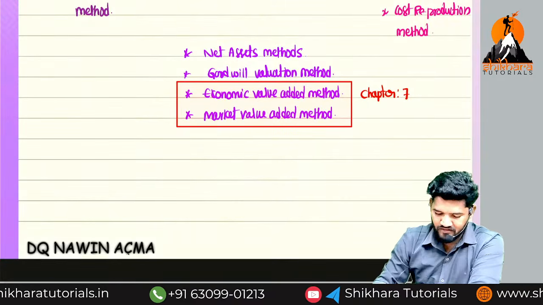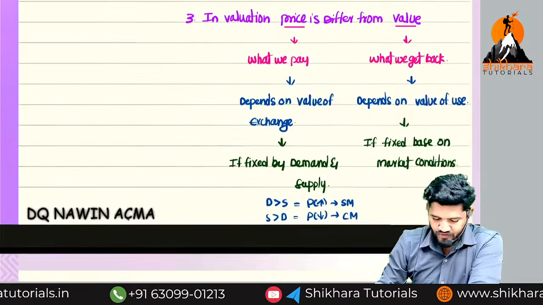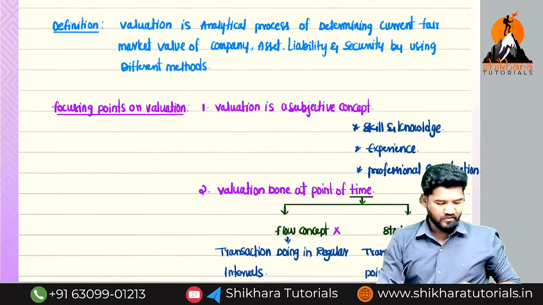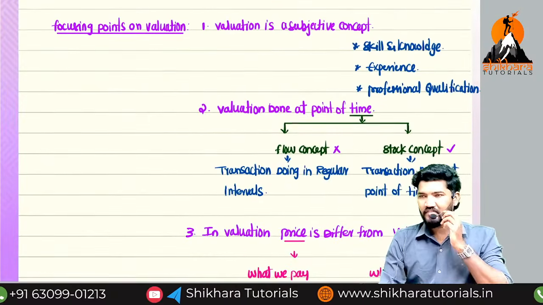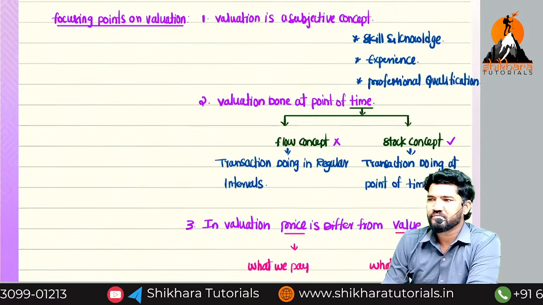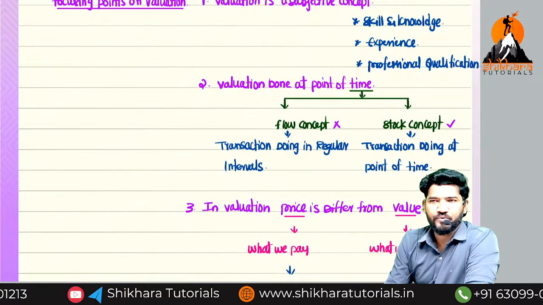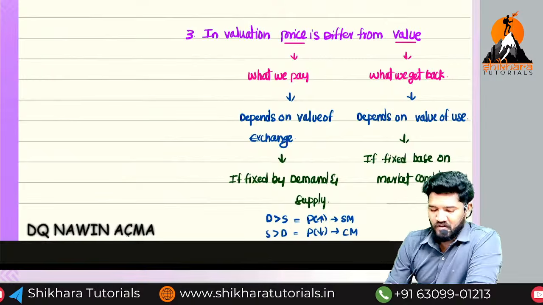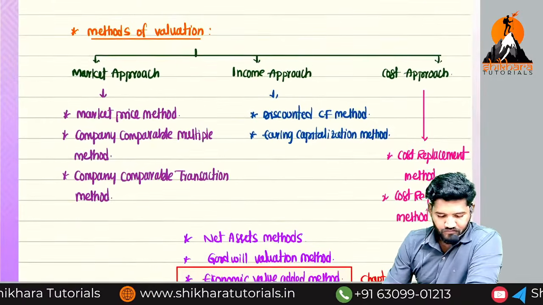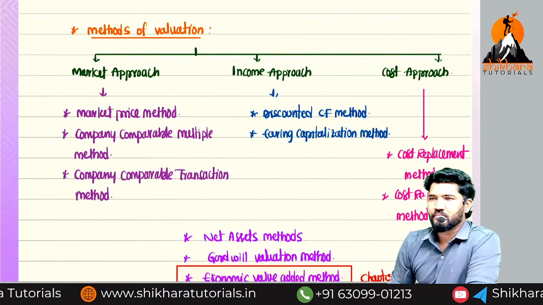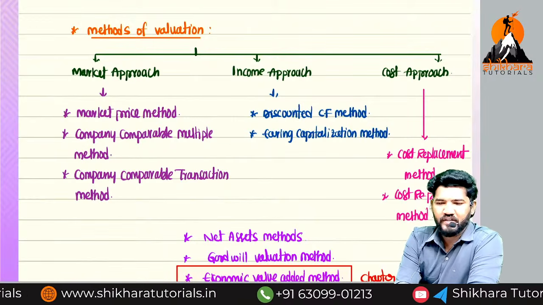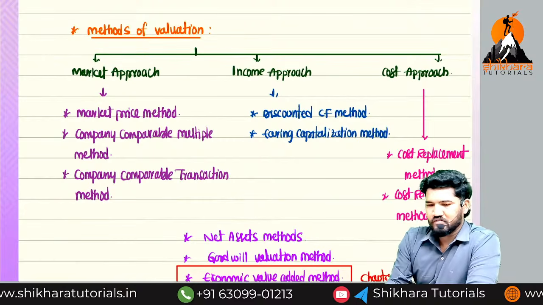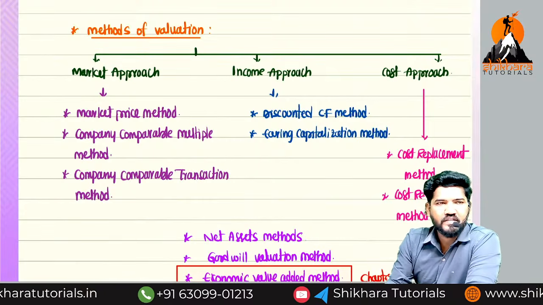Okay, guys. So yesterday we discussed a few theory points, right? Valuation is a subjective concept. Valuation is done at a point in time. Prices differ from value and purpose of valuation. Methods we also discussed, but not in detail. We just learned the names. Guys, clear? So methods are not direct names. They are classified based on the approaches.